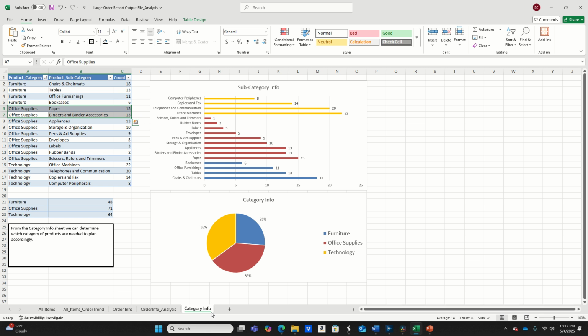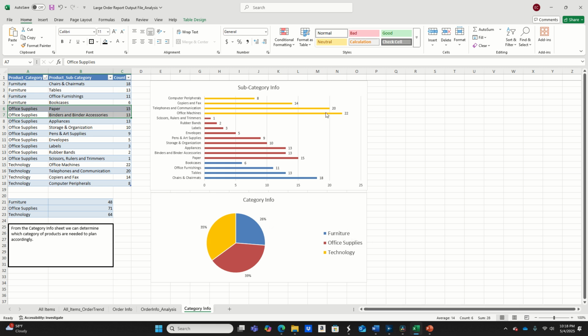From the category info analysis, we can determine which category of products are needed to plan accordingly. Office supplies make up 39% of the larger orders. Following that is technology, making up 35%, and then 26% is furniture.